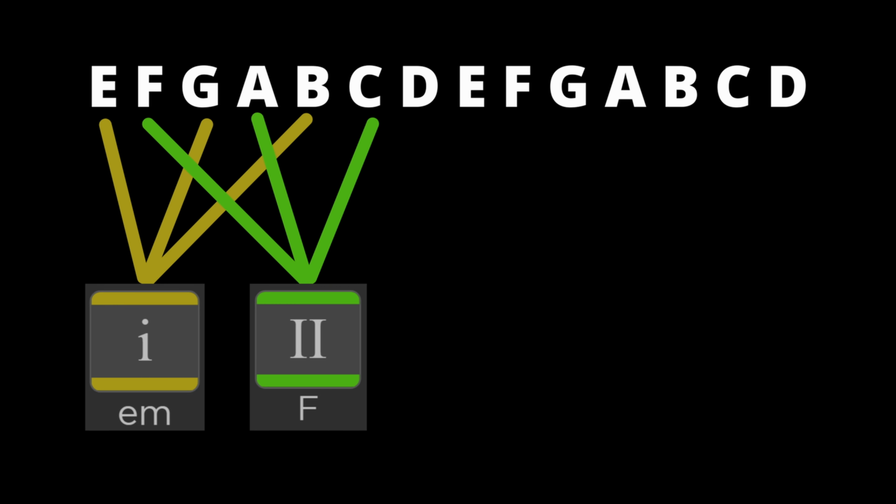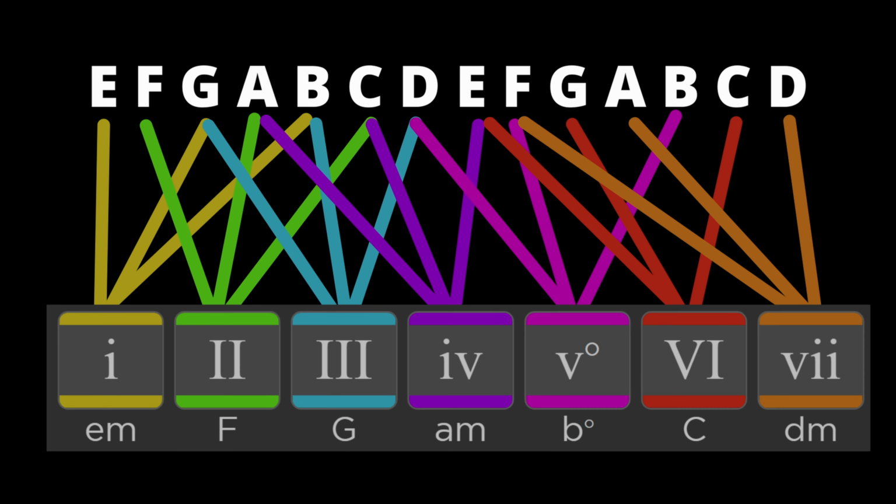Then you move on to the next note and start again. In E Phrygian, the next note is F. If you skip a note from F, you have A. Skip a note from A and you get to C. F, A, and C create a F major chord. This becomes your two chord. You then repeat the process for the remaining notes of the Phrygian mode to generate a set of seven chords.